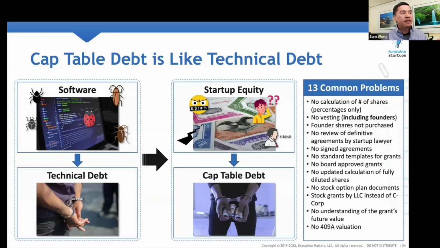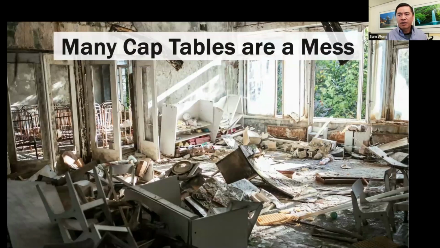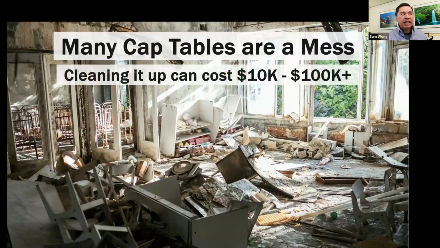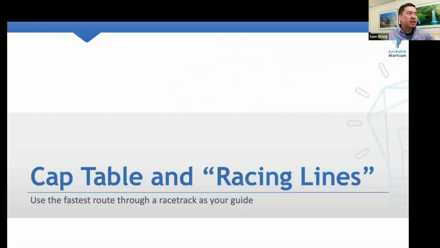Common problems are here. I'm not going to read all of them, okay? But I've got 13 different problems that I've seen that result in building up your cap table debt. Many cap tables are a mess. Cleaning up later can cost $10,000 to over $100,000 if it can even be cleaned. In some cases, the city would just come in and condemn this house and say, no, you're tearing that down. Okay.